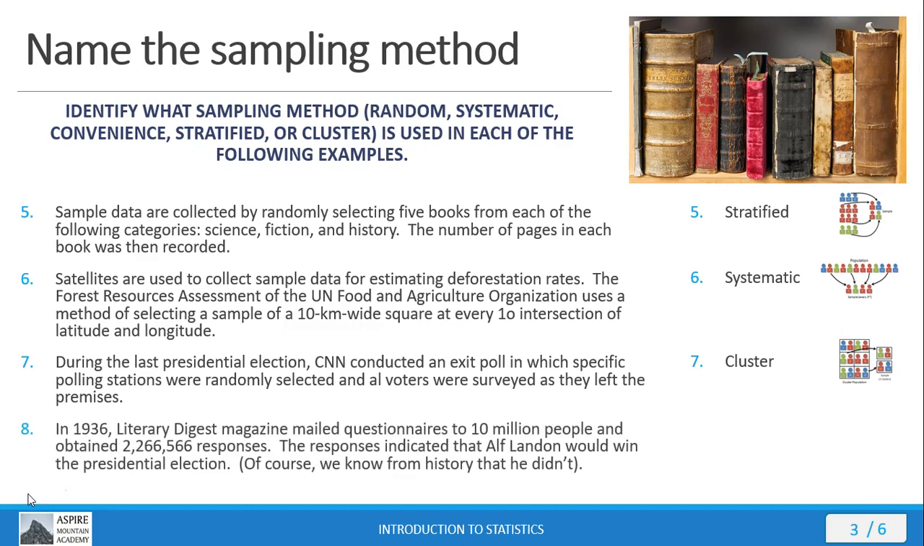Okay, last but certainly not least, we have an interesting little tidbit of history. In 1936, Literary Digest magazine mailed questionnaires to 10 million people and obtained 2,266,566 responses. The responses indicated that Alf Landon would win the presidential election. Of course, we know from history that he didn't. So what sampling method do we have here? Well, this is convenience sampling.